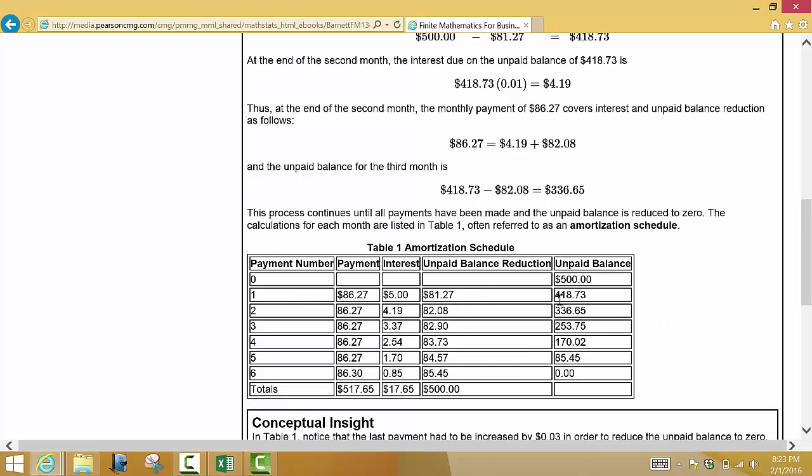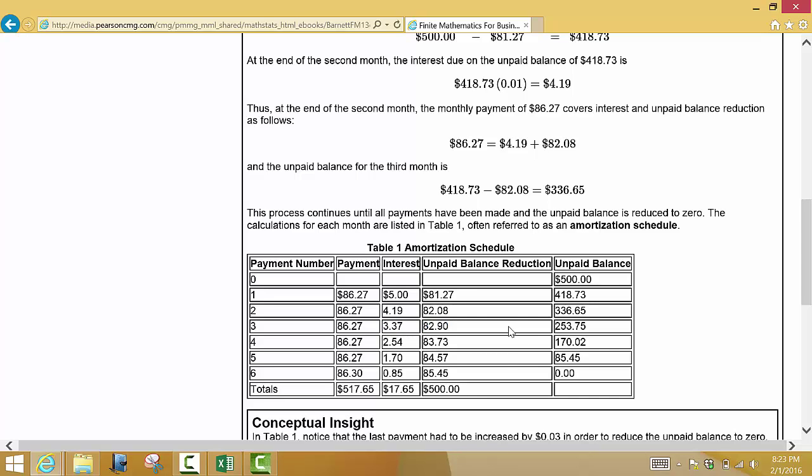We keep doing this until the balance is reduced to 0. If we look at all the details of this, this is what we call an amortization schedule. We have all our payments, and they're equal monthly payments. However, the interest should be different for each one, so it's going down. And the unpaid balance reduction, of course, is going up. So when I add these two together, I should get $86.27 for each month. Both of these sum up, unpaid balance reduction and interest. This is how the payment is broken up.